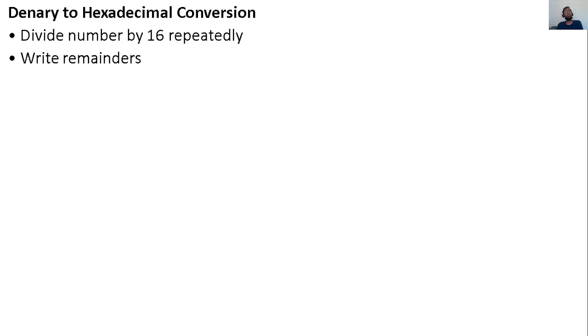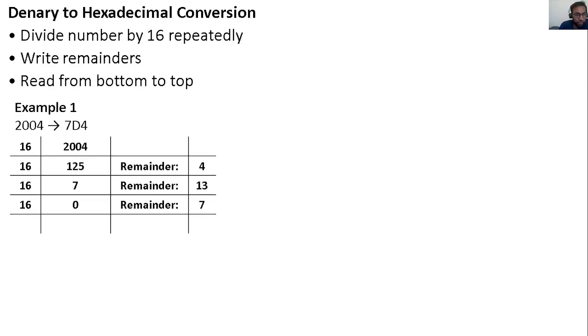Now, if you are supposed to convert a Denary number into hexadecimal, you divide the Denary number by 16, you put the remainder aside, and read the remainders from bottom up. Now, let's figure out 2004. Suppose this is our decimal or Denary number, and its hexadecimal form will be 7D4. How? Let's find out.